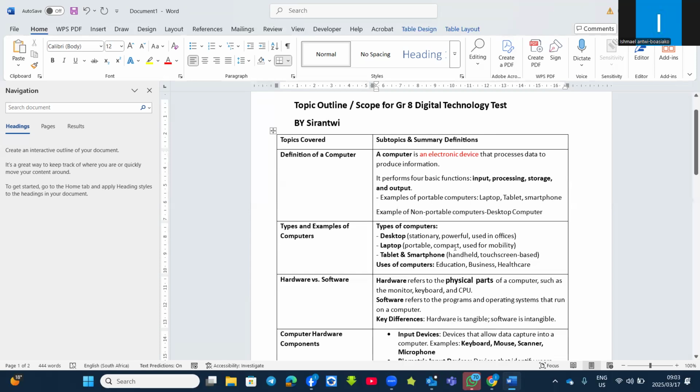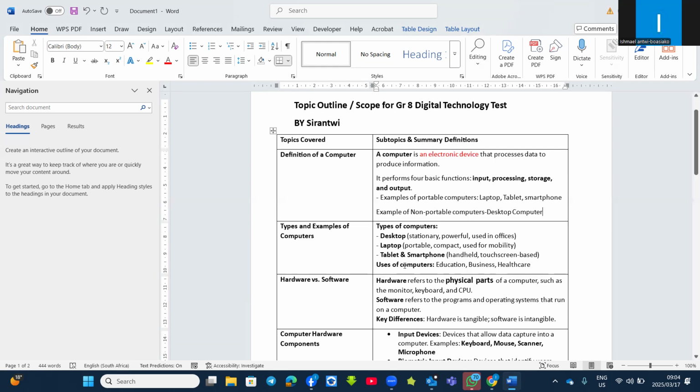And so that's the types of computer. A desktop is stationary, powerful, and used mostly in offices. And then the laptop is a portable computer, compact and used for mobility, meaning that you can move it from your house to school and to any place. And then the tablet and smartphone are handheld. That means you can pocket one and move with it. They also have touch screens.